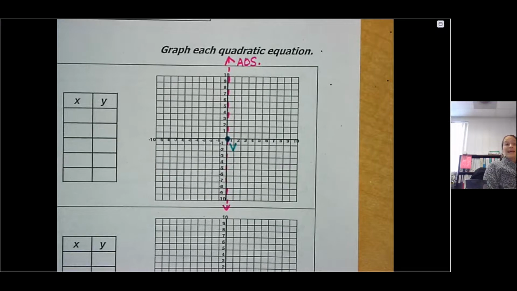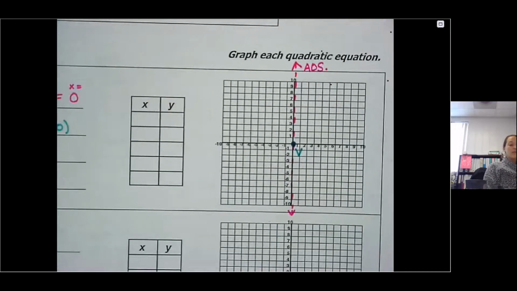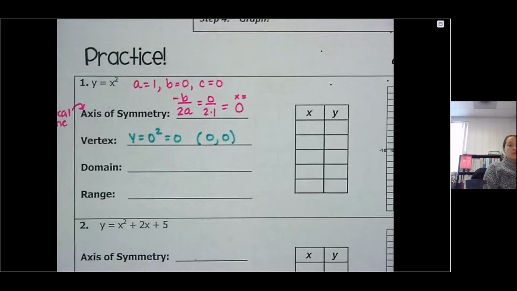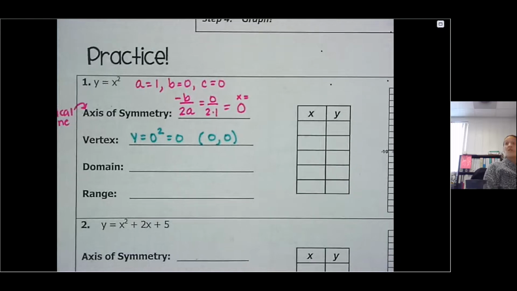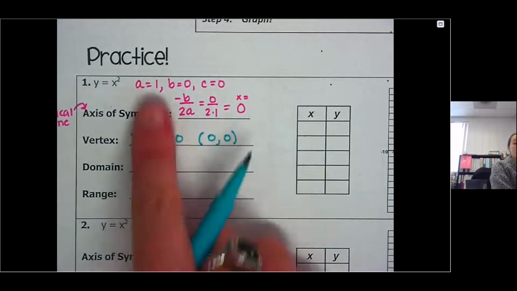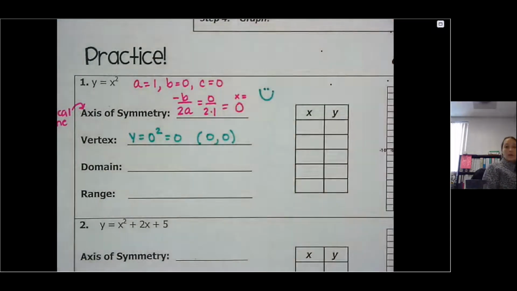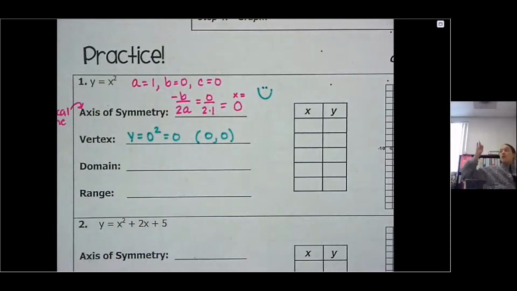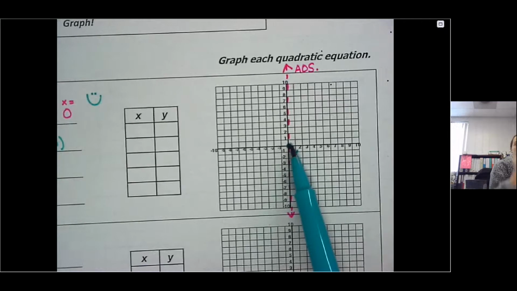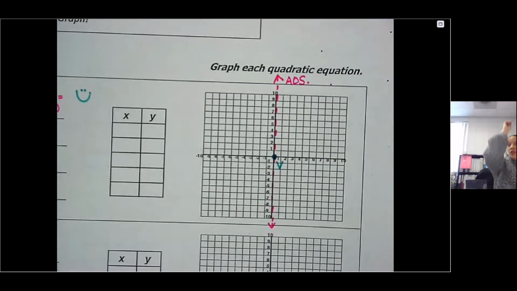Now, is this a happy graph or is this going to be a sad graph? This is a happy graph, right? Because my A value is positive. So now I know it needs to be a U. Okay. So this vertex down here, this is the bottom point of the U. And now everything's going to mirror on both sides.